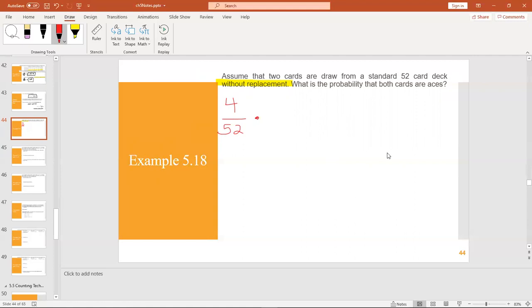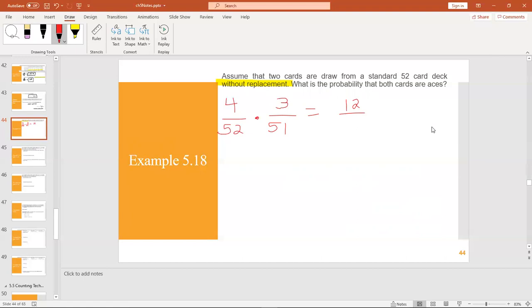Then I'm going to multiply for the next event that comes after that. I have taken an ace out of the deck. There are now only 3 aces left. That's what it means when we say without replacement. I have not replaced the ace of diamonds. I draw the ace of diamonds, I keep it, I don't put it back in the deck. There are 3 aces left, and in the total deck, I'm now down to only 51 cards because I have removed one of them, so there's 1 fewer card in the deck.